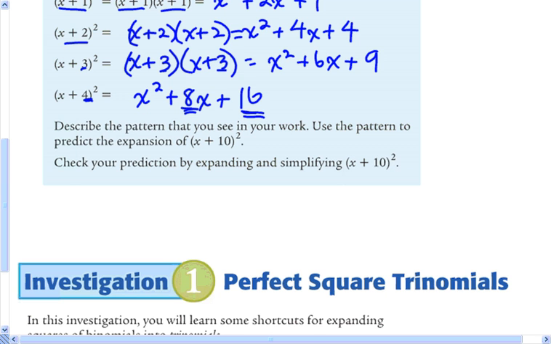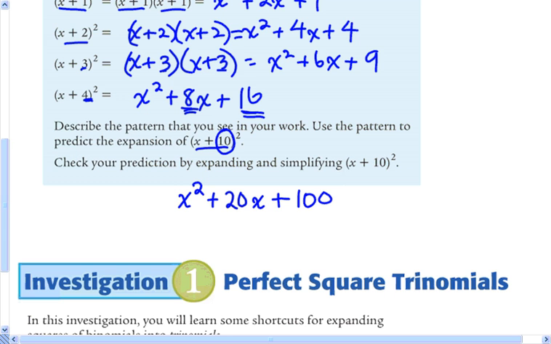So if I want to use that pattern here to expand the quantity x plus 10 squared, I know that when I multiply x by itself, I'm going to get x squared. The middle number, though, is going to be this 10 doubled, so 20x, plus the last number will be 10 times 10, which is 100.